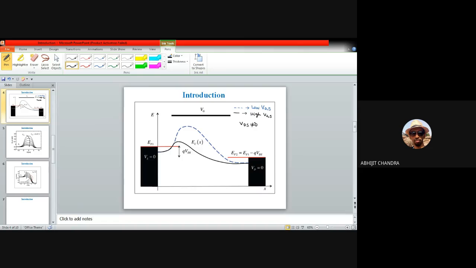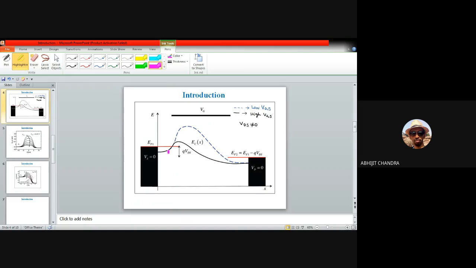Now since VDS is non-zero, if I consider the corresponding quasi-Fermi level in the drain region and in the source region, we find that the quasi-Fermi level in the source region will not be modified because the source potential has not been altered. The source potential is kept at zero volt. However, the drain potential has been increased and the corresponding value of VDS is greater than zero. As a matter of fact, the quasi-Fermi level in the drain region will be modified, so it will be nothing but EF1 minus Q times VDS.